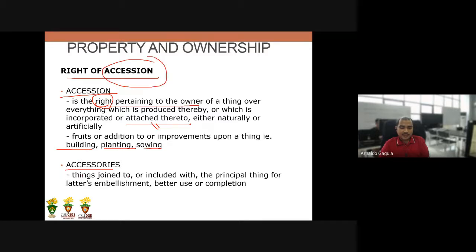Accessories are the things joined to or included with the principal thing for the latter's embellishment, better use, or completion. If you own the principal thing, you have the right to all the accessories, all things attached. What is attached is called accessories, and the right is called accession.